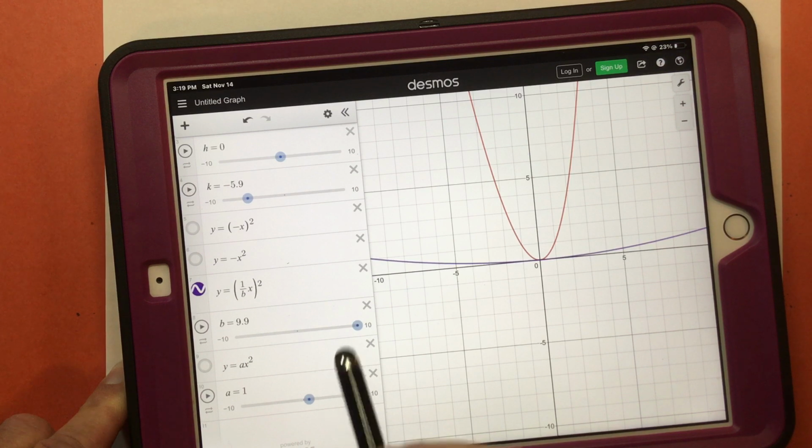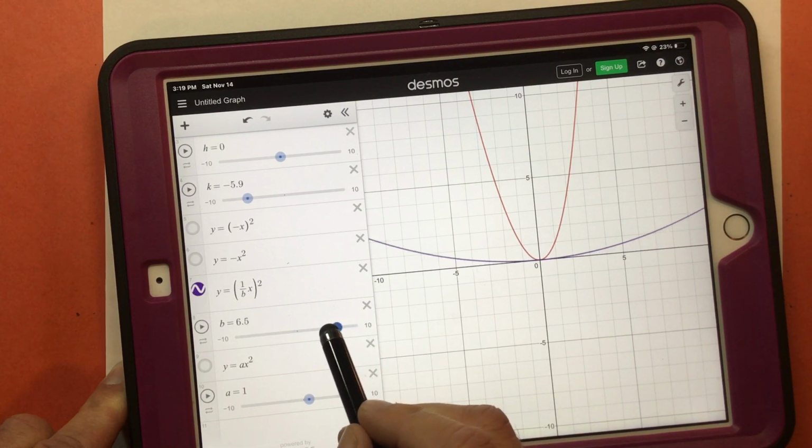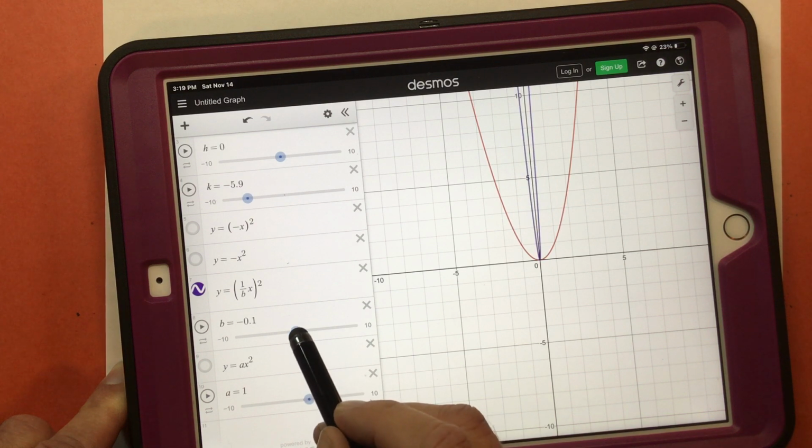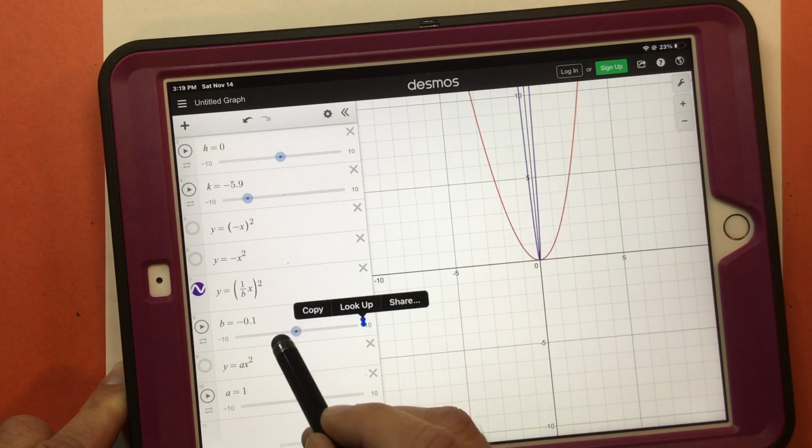Okay? If I go back to 0, if I can get it exactly on 0, I didn't get it exactly on 0. Come on, go away.